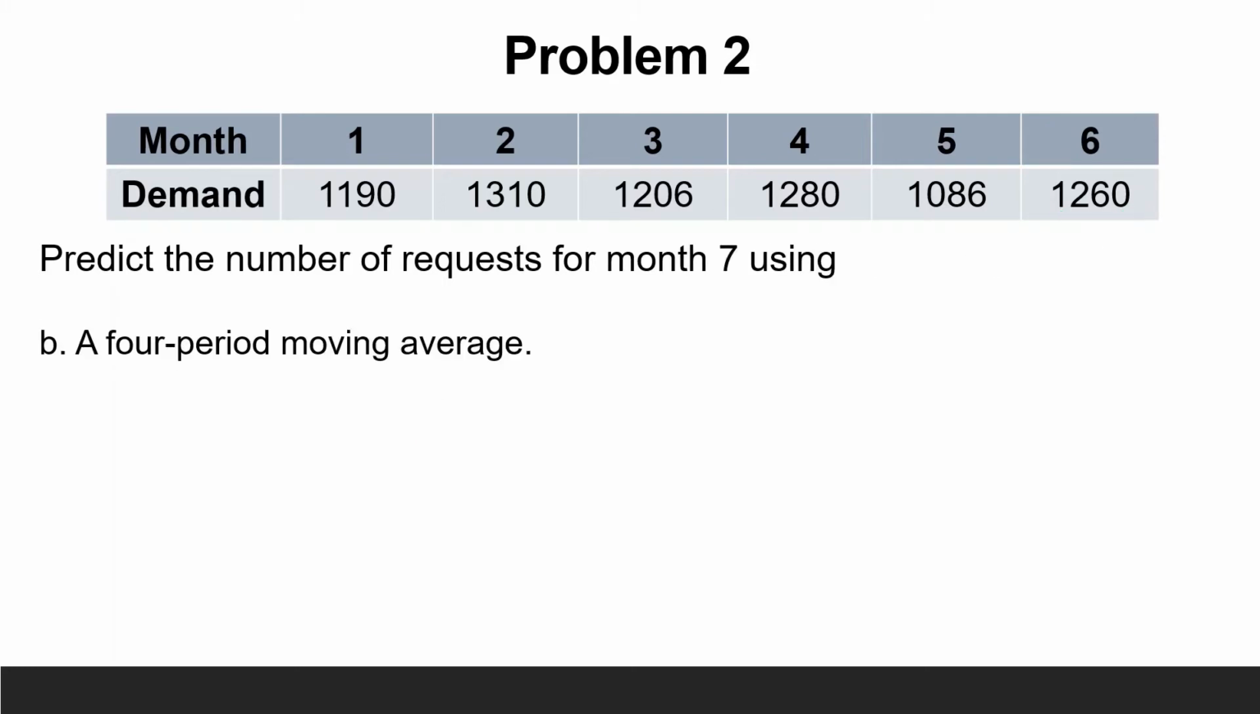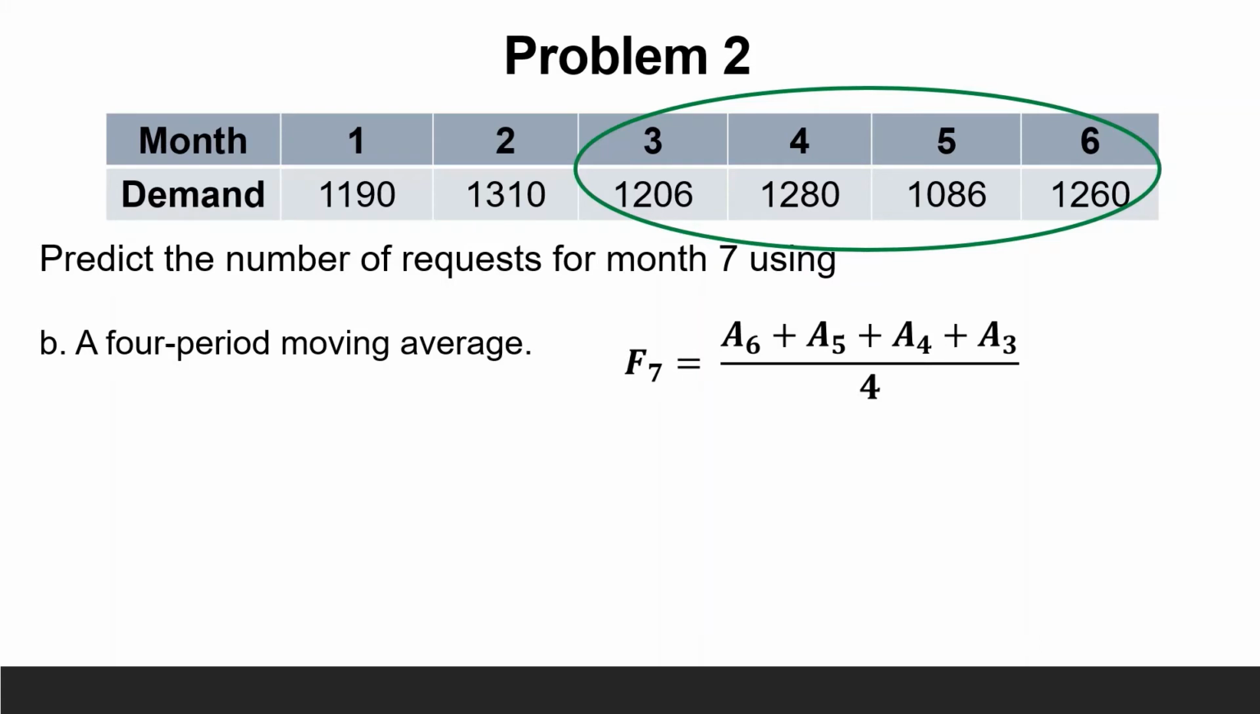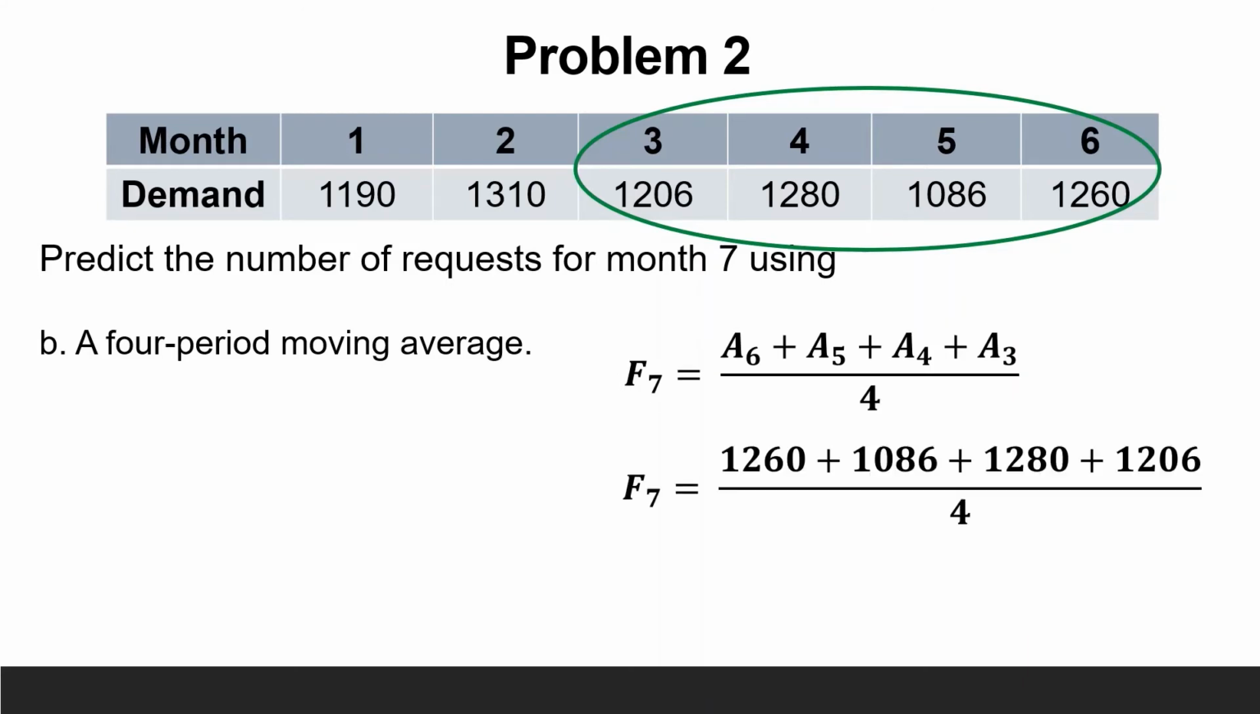The second requirement is to calculate the forecast for month 7 using the 4-period moving average. This means using the most recent 4 months, which are 6, 5, 4, and 3. So, F7 equals A6 plus A5 plus A4 plus A3 divided by 4. This equals 1260 plus 1086 plus 1280 plus 1206 divided by 4, equals 1208.